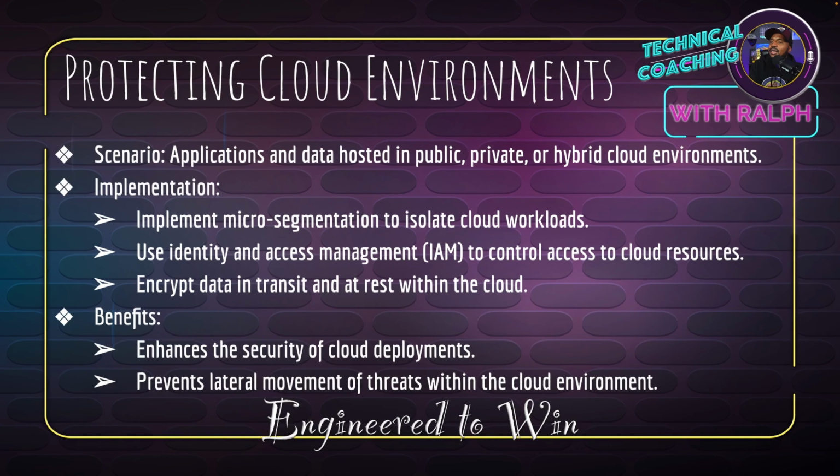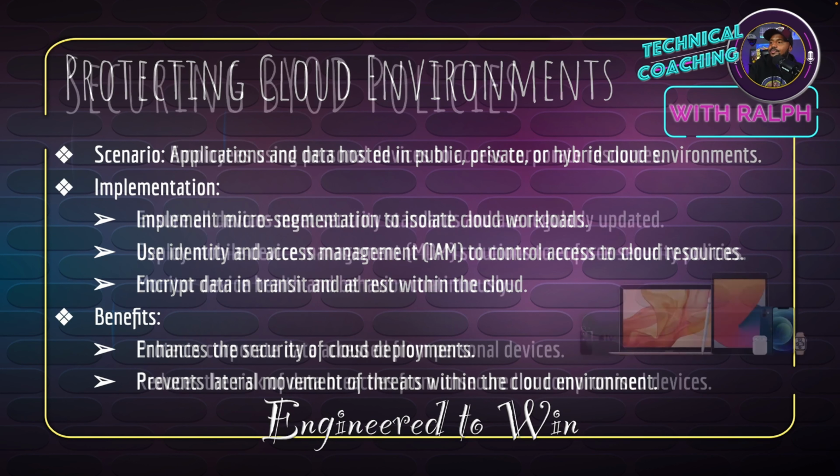All right, so another scenario is protecting cloud environments. So the scenario would be applications and data hosted in public, private, and hybrid cloud environments. So what's the implementation? Implement microsegmentation, like we spoke about, to isolate cloud workloads. Use identity and access management, IAM, to control access to cloud resources. Encrypt data in transit and at rest within the cloud. We spoke about that, data security. And the benefits of doing this would be enhance the security of cloud deployments, prevent lateral movement of threats within the cloud environment. So all the stuff that we're reading about, we see how it can be practically applied.